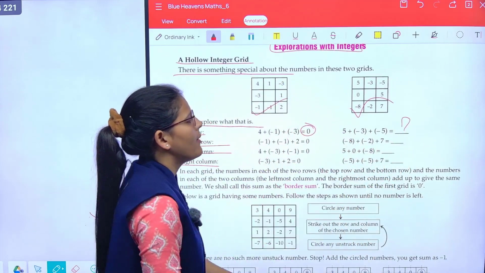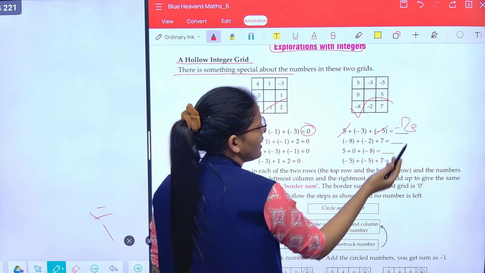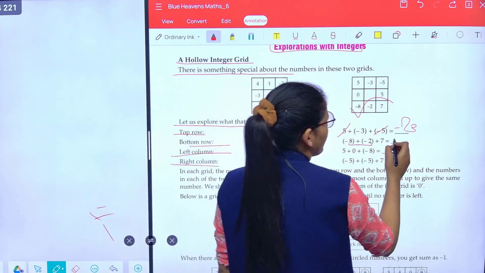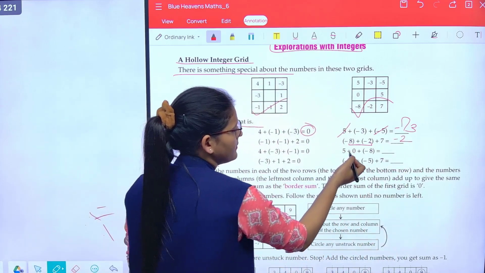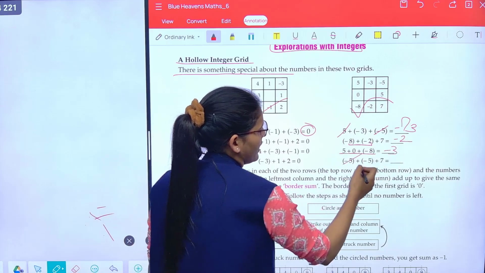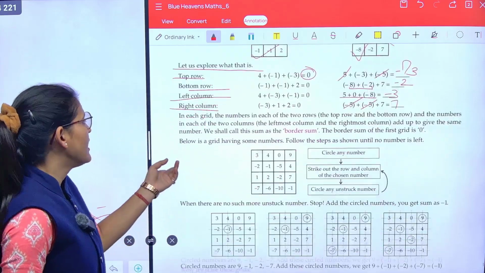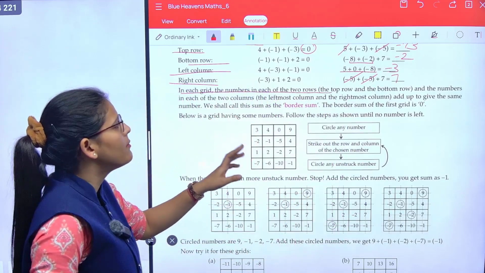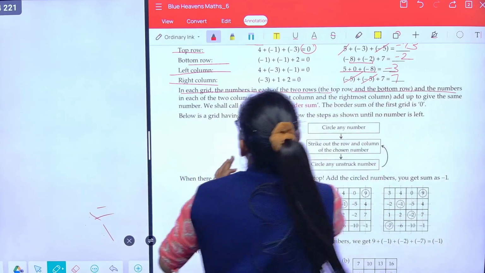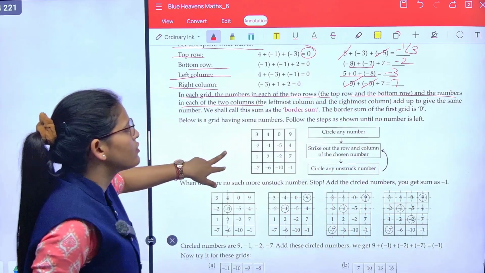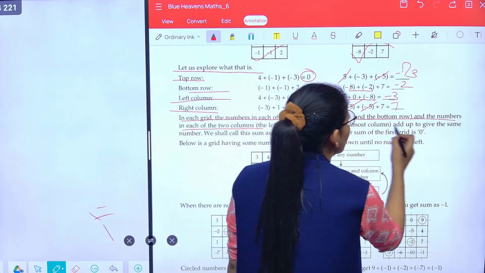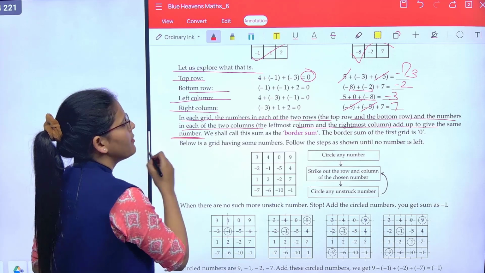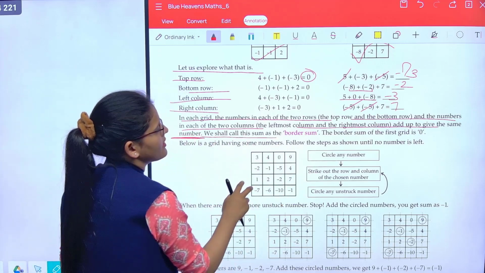Now class, you can find out here plus 5 and minus 5. So class, it is minus 3. Now it is minus 9 plus 7, that is minus 2. Now class, minus 3, that is 7. Understand class? In each case, the numbers in each of the two rows, the top row and the bottom row, and the numbers in each of the two columns, the leftmost column and the rightmost column, add up to give the same number. We shall call this number the border sum.